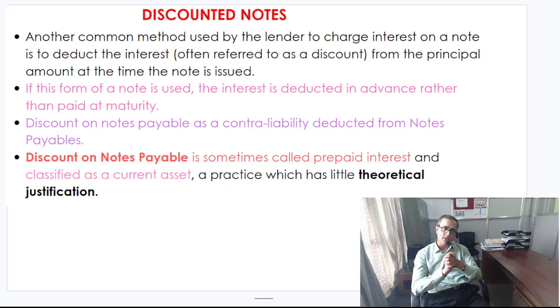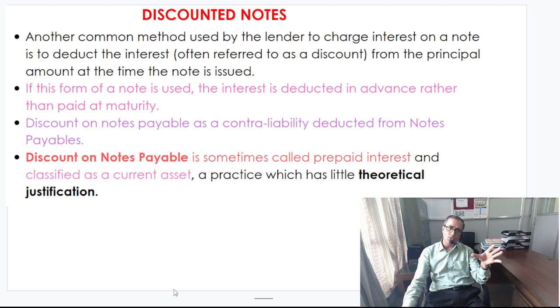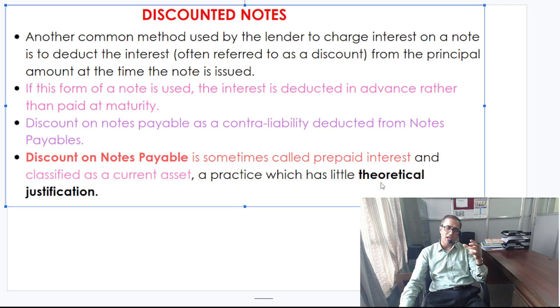A discounted note is simply when we borrow money, we pay the interest in advance. That is the case of a discounted note, which is also known as discount on notes payable, and is sometimes referred to as prepaid interest, which is classified as a current asset here. But remember, this is a practice which has little theoretical justification. Practice means we are talking about its implication in real practice. We don't have any implication in real practice, we can say that.